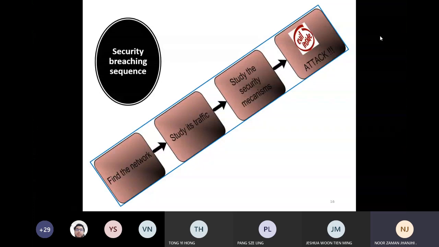Then they will study the security mechanism. What type of security is there? If we really provide CIAAP, if we really have proper methods, then probably this sequence will be broken at this stage. Otherwise, the hacker will be successful and will reach the last stage, which is the attack stage. So I hope that you understand what the security breaching sequence means.